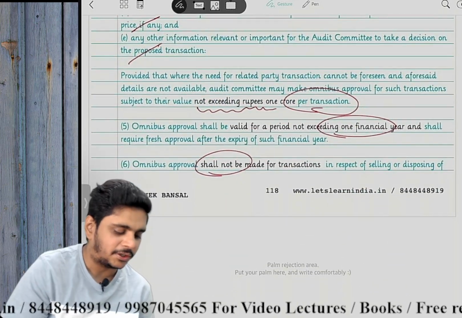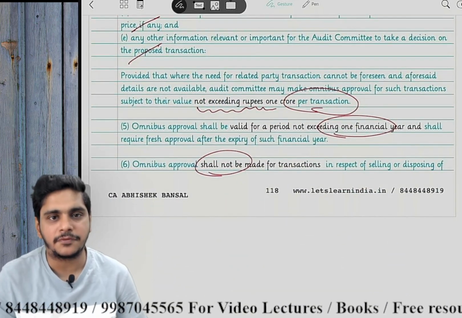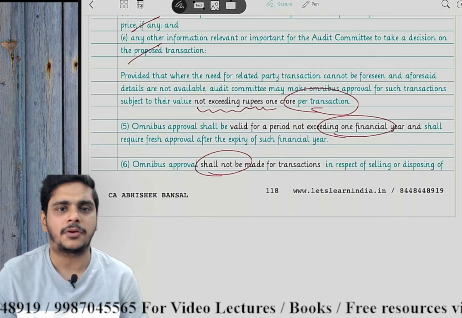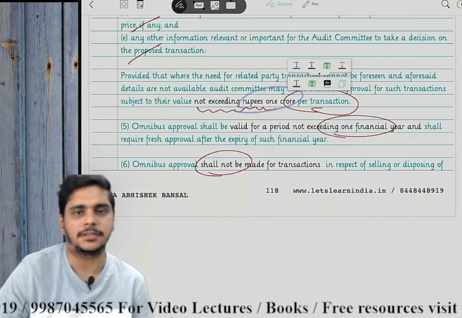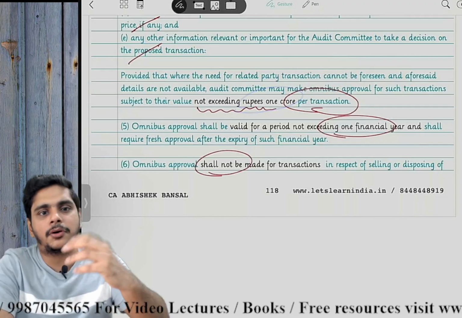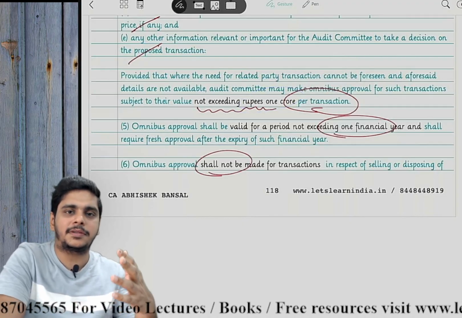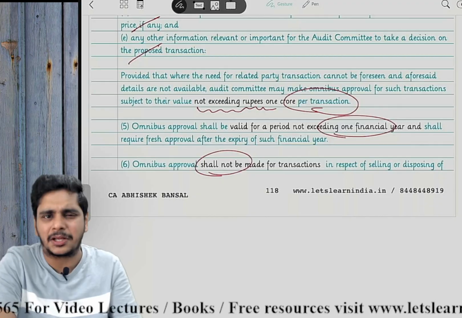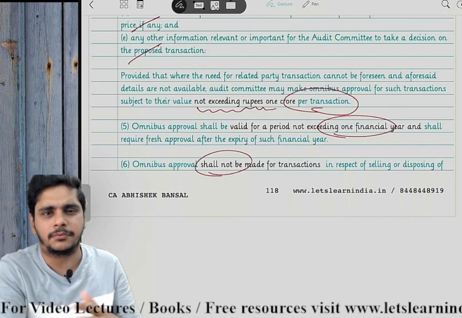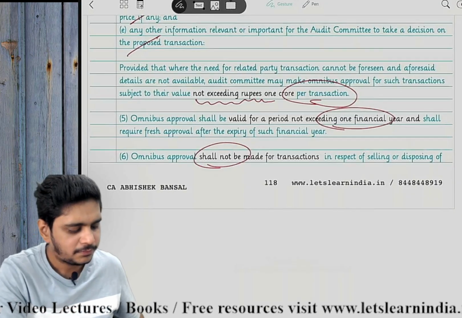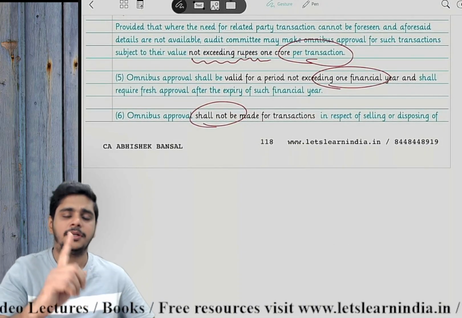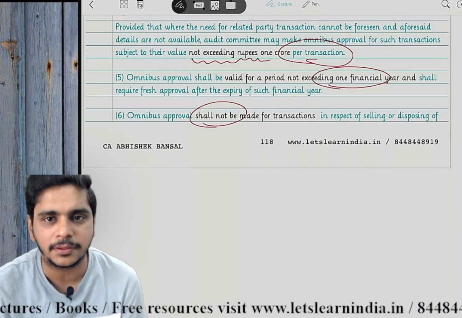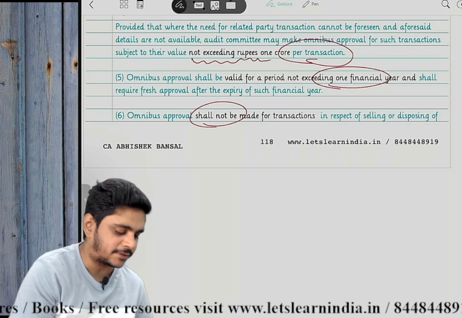Now, where the need for a related party transaction cannot be foreseen and the aforesaid details are not available, the audit committee may make approval for such transaction subject to the value not exceeding 1 crore rupees per transaction. So for example, if the audit committee is not convinced of the justification, they may say you are doing time pass here. But if the transaction is of 70 lakh rupees, 80 lakh rupees, they can give approval directly, not exceeding 1 crore rupees per transaction. Omnibus approval will have a validity of 1 financial year. 1 year over, again you take the approval, and it shall require fresh approval after the expiry of such financial year.